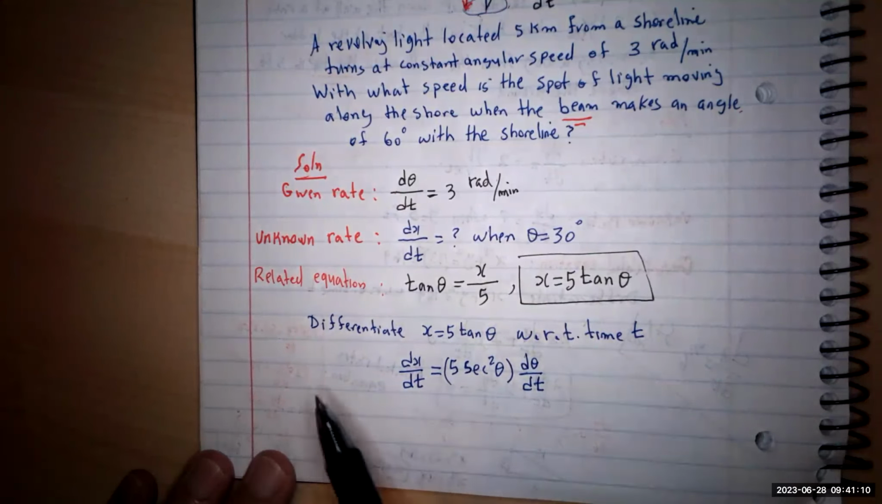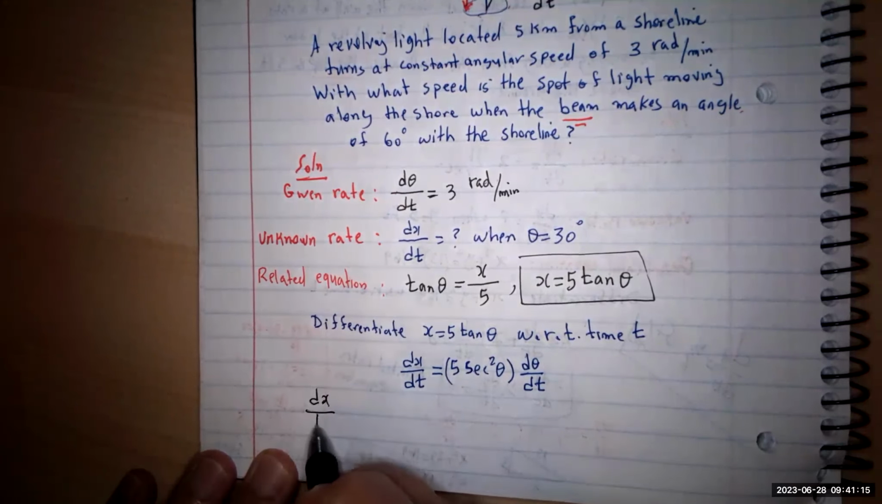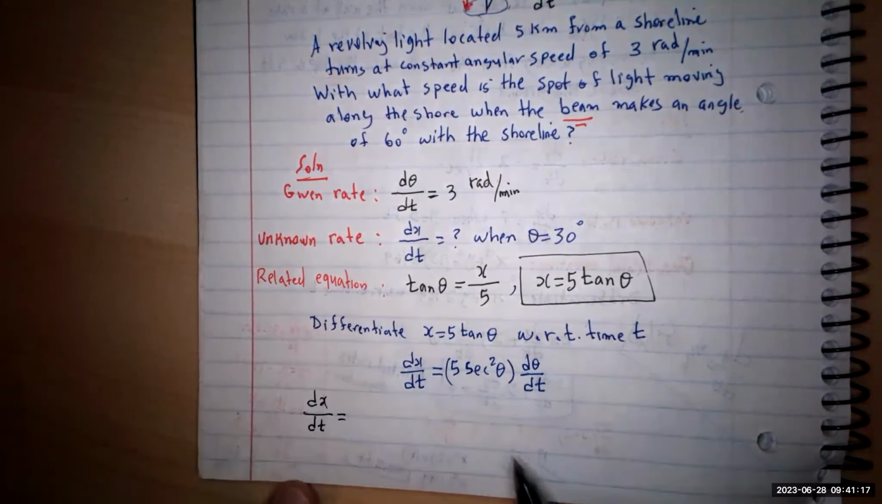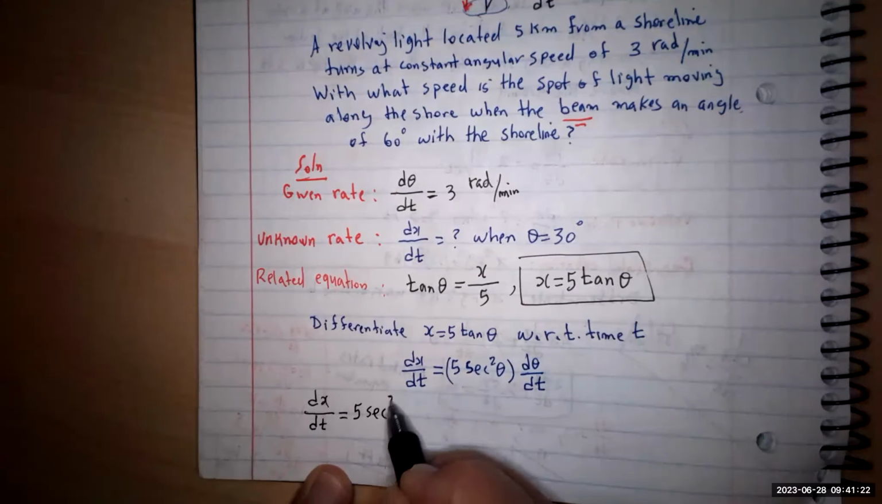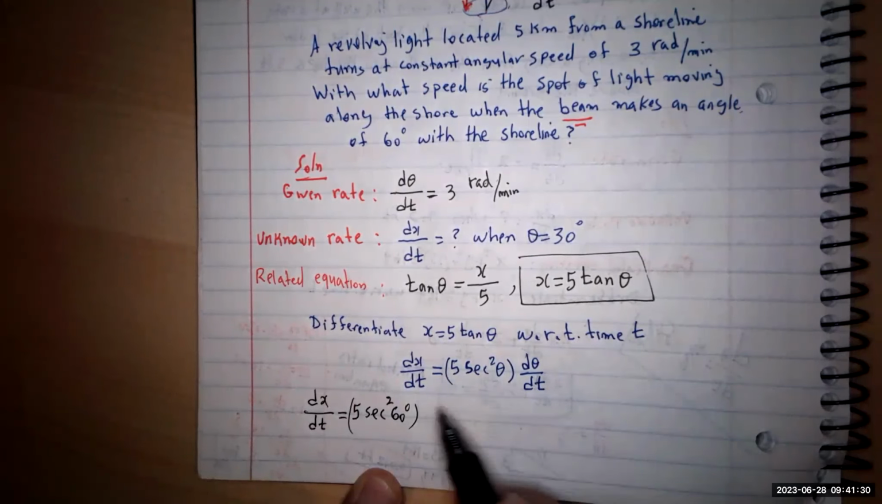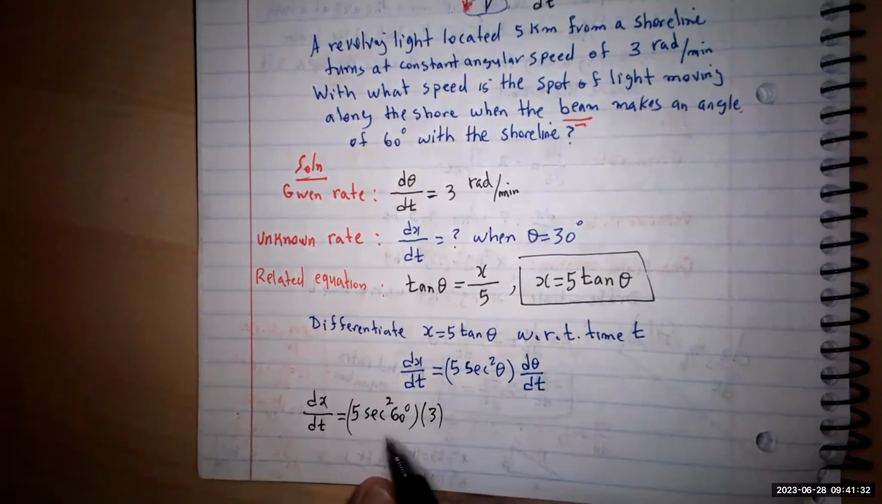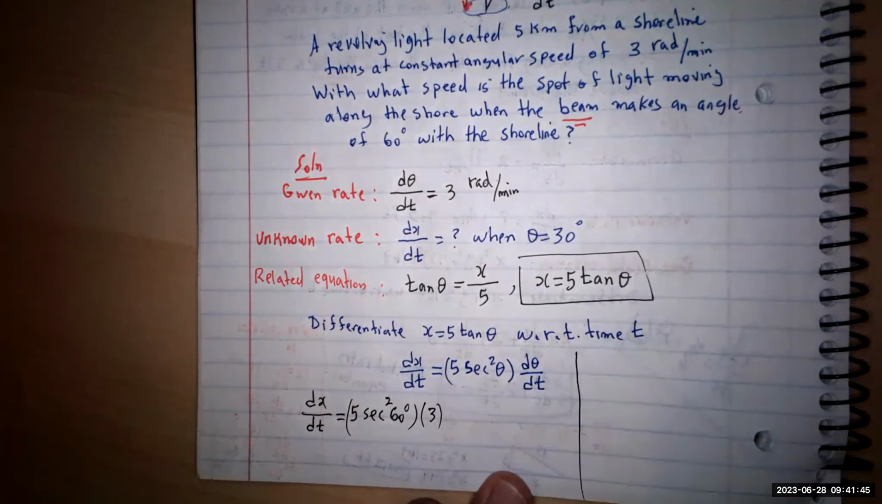So what do you have? This is it. The dx/dt is missing. It's going to be equal to 5 secant squared of theta. But remember, theta is 60 degrees. Secant squared of 60 degrees times d theta/dt, which is equal to 3. You have to find the secant of 60 degrees. You know, the secant is 1 over cosine. Cosine of 60 degrees, you have your unit circle chart. You can find it right away. So I'm going to explain it here.